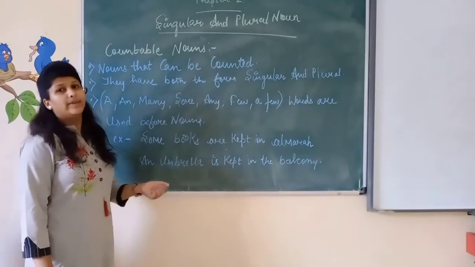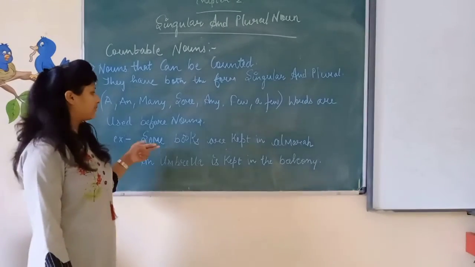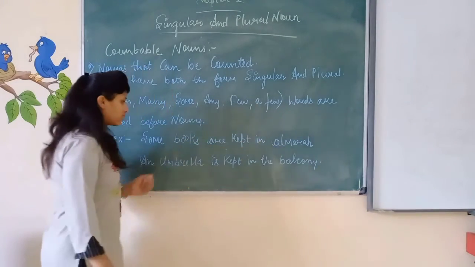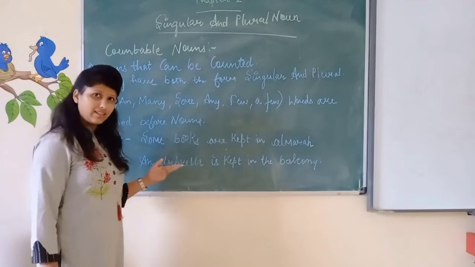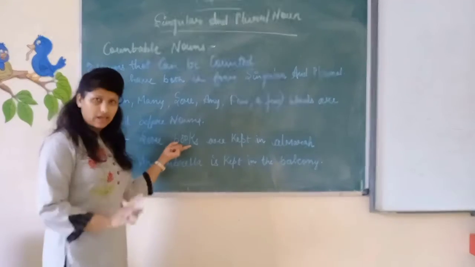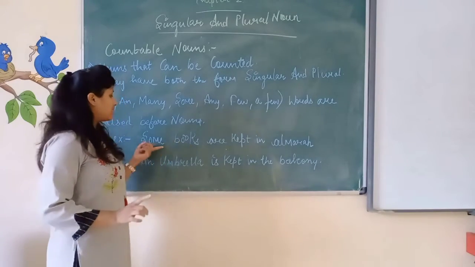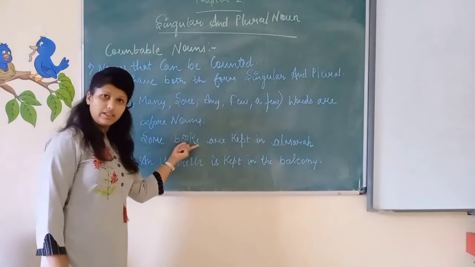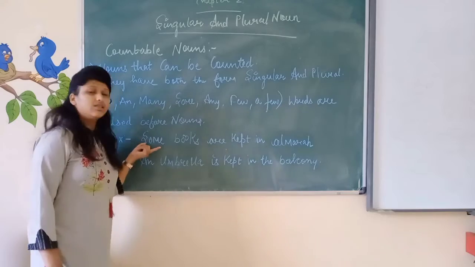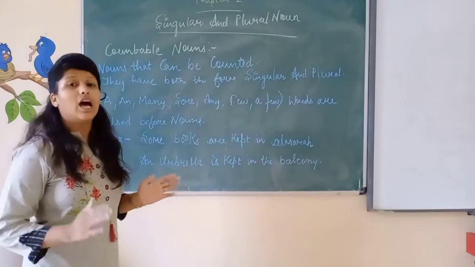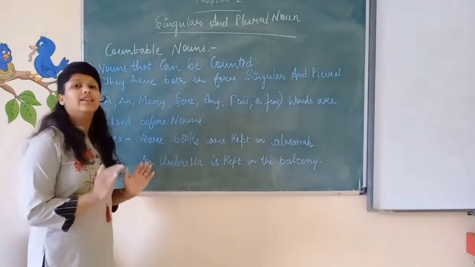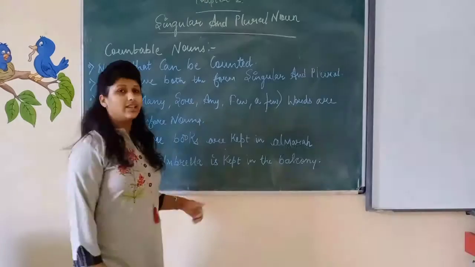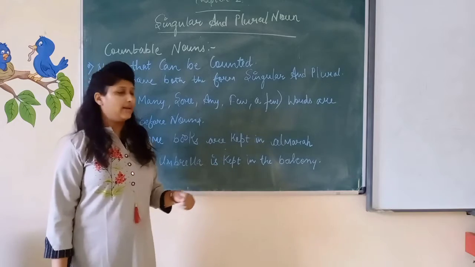Some examples based on countable nouns are: some books are kept in the almirah. So here in this sentence, books is the noun and we have used some before the noun. So it is a countable noun. In this sentence, though we do not know how many books there are, there are some books. We cannot define the quantity, but we can count the books in the almirah.